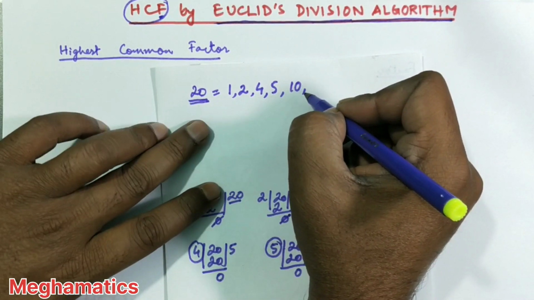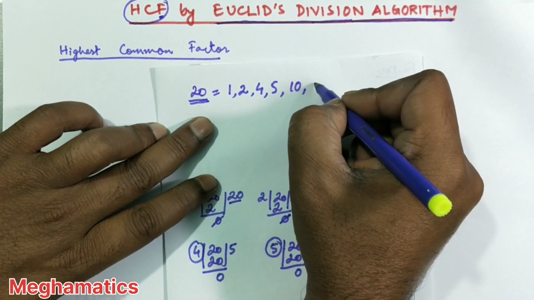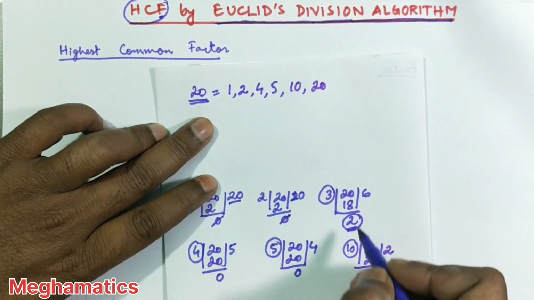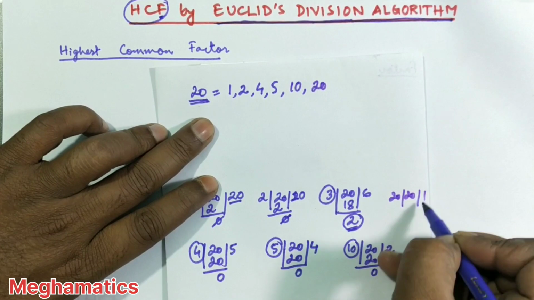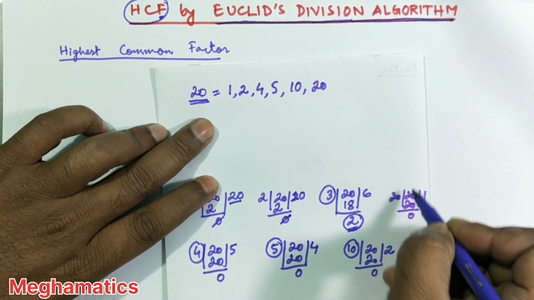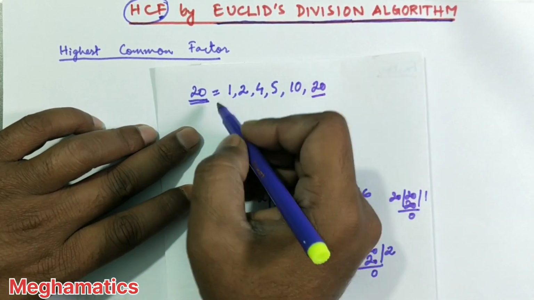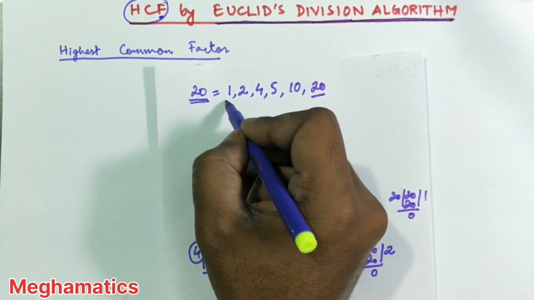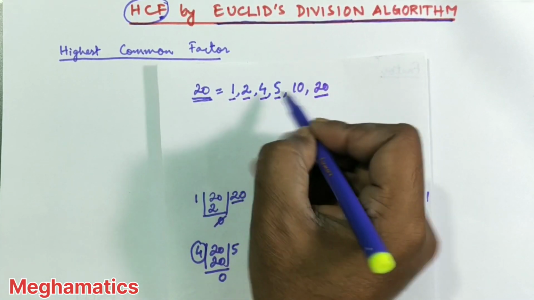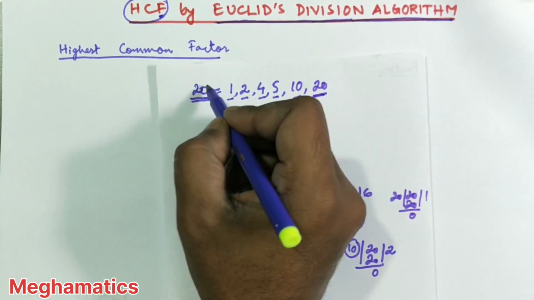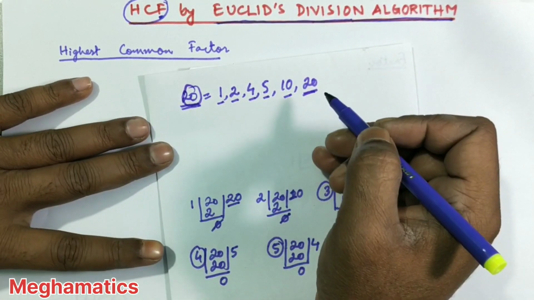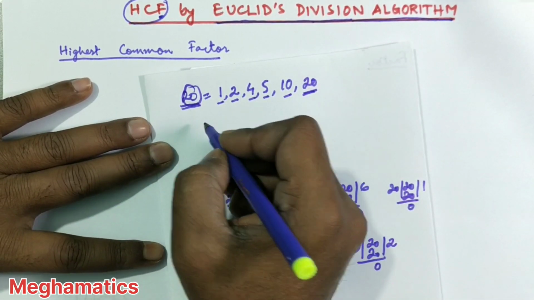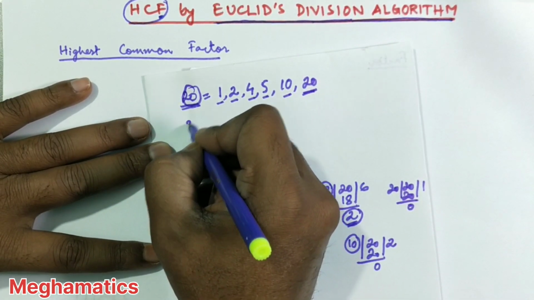If we divide by 20, 20 is also a factor, because we'll get 1 time and the remainder is 0. So 1, 2, 4, 5, 10 and 20 are the factors of 20. Now if we try another number, suppose we take one more number like 30.